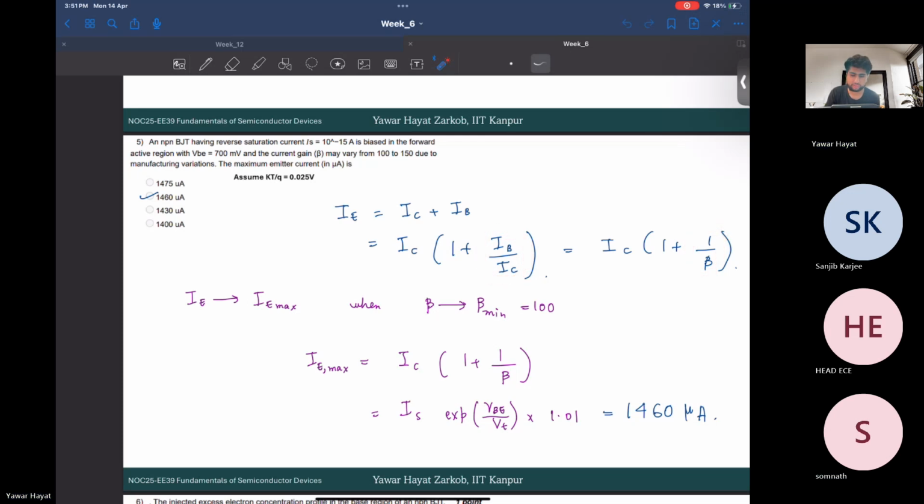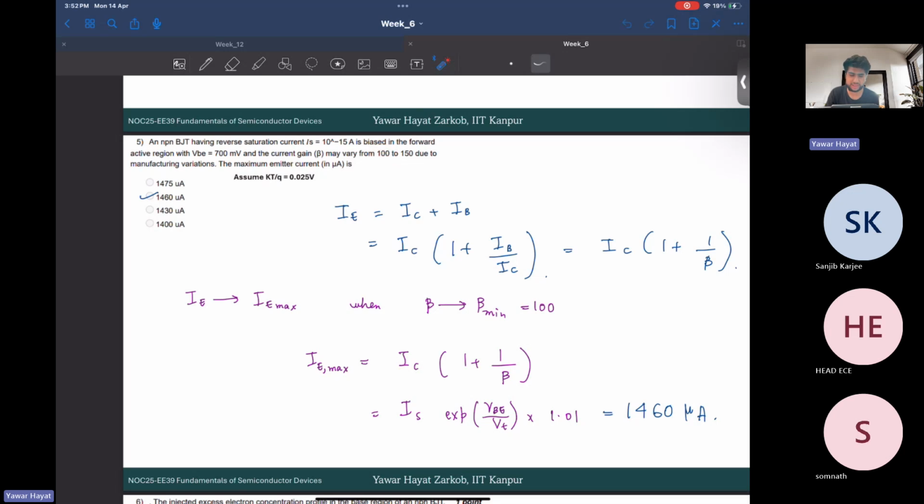So what we had to compute was what? We had to maximize this, right? In order to maximize this, we had to minimize beta. So IE max would occur corresponding to beta minimum. And the minimum beta value that it can take is 100.